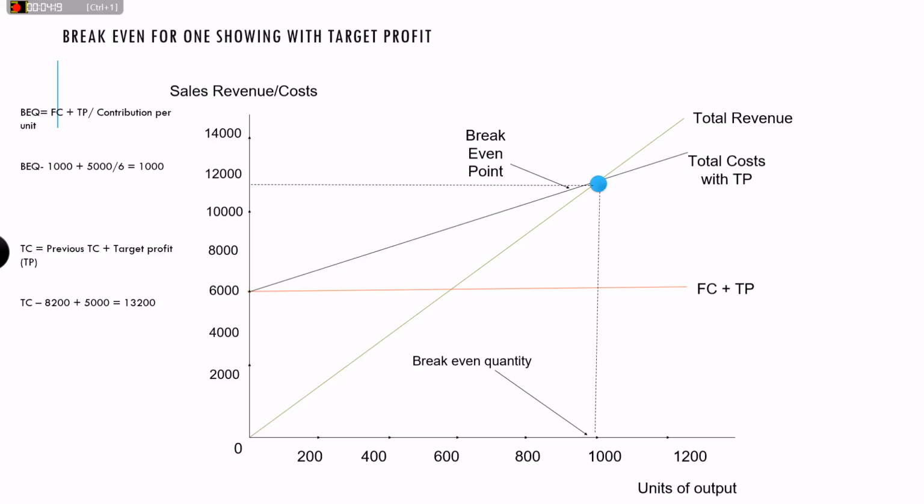Our total cost is the previous total cost that we had without target profit plus the target profit. So in this case, our total costs is total costs with the target profit. And our total, so that would be 8,200. So the previous total costs plus the new total cost, which is 5,000, is going to give us 13,200. And our break-even revenue is 12,000. And our margin of safety is between 1,000 and 1,200. So we have 200 units in the margin of safety.